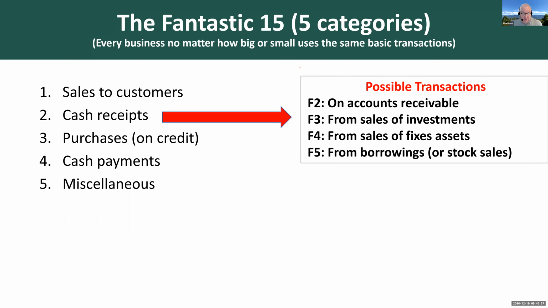The next one I think about is cash receipts. Where do I get my cash from? Well, when I actually collect my accounts receivable, I turn those into cash. So you might hear the term liquidity, and we've talked about that before. How good am I at turning my receivables into cash? The next one, if I had some investments, I could sell them. And those investments, when I turn them into cash, represent a cash receipt.